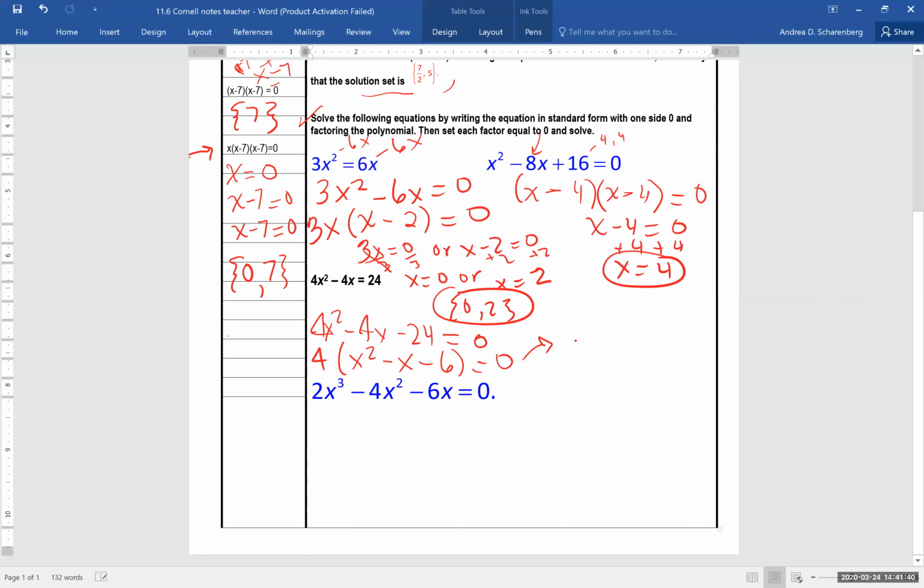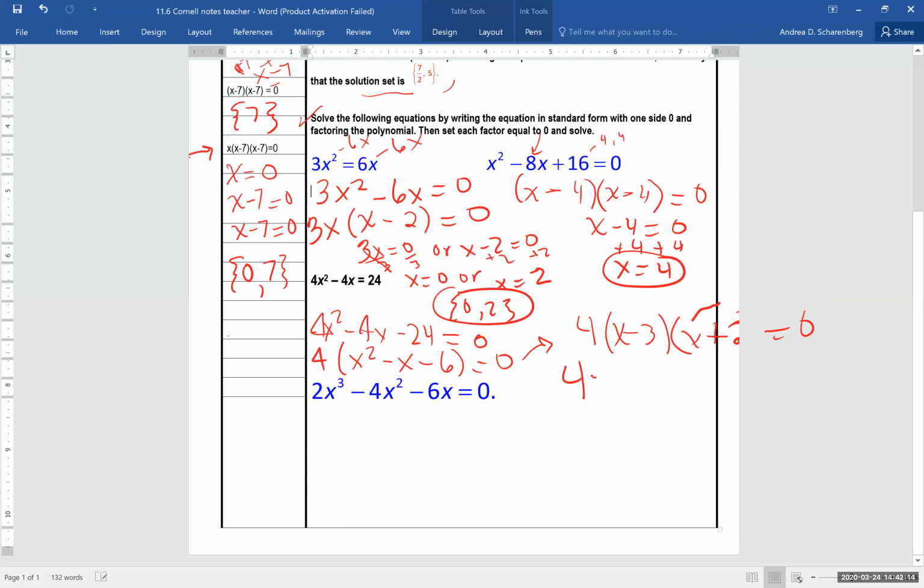Then what I'm going to do is factor x squared minus x minus 6. And I'm trying to think of factors of 6 that I could get to negative 1. So I'm thinking to myself, minus 3 plus 2. So what I have here is 3 factors.